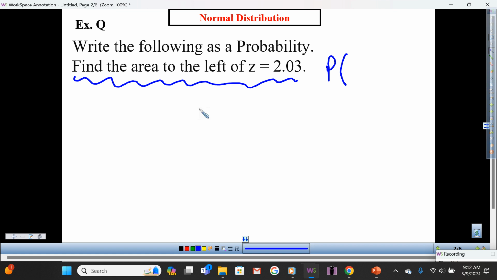Looks like Daisy's got it. Very good, Daisy. All right. Briseda's got it. Very good. Of course, Jaden in the back got it. All right. Jaden M, you got it?